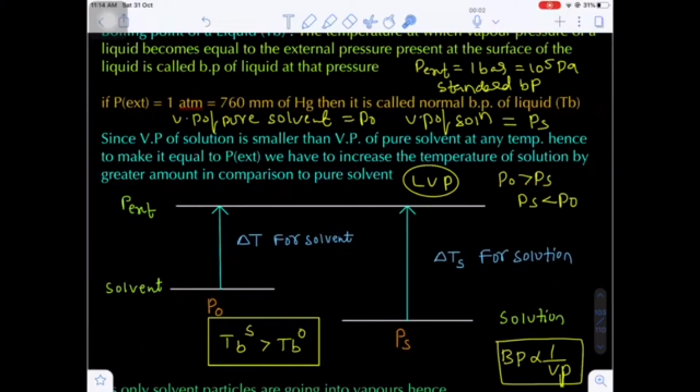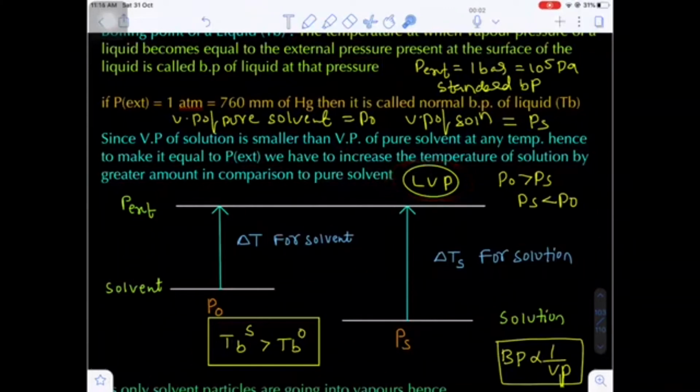Why does the vapor pressure of a solution decrease when a non-volatile solute is added to a volatile solvent? Because in the pure volatile solvent only solvent molecules are present on the surface, and they try to escape into the space. That's why they have a higher rate of evaporation and more vapor pressure. But when a non-volatile solute is added, some of the solvent molecules on the surface are replaced by the non-volatile solute. So the number of molecules escaping into the space per unit time, per unit area, decreases. Thereby the rate of evaporation decreases and the vapor pressure also decreases. This phenomenon is called lowering of vapor pressure.